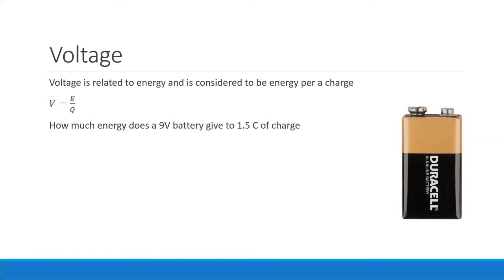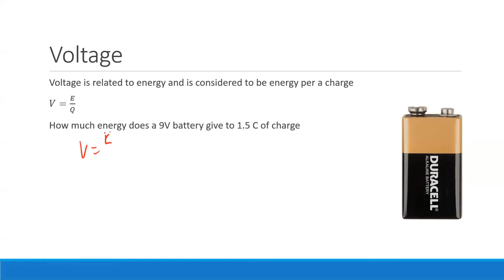Okay. Voltage is related to energy. I've just talked about how voltage is related to energy. But what does it actually mean to say something has a certain voltage? Voltage is related to energy in that it is considered to be the energy per charge. So we've got a formula here. How much energy does a 9-volt battery give to 1.5 coulombs of charge? We can calculate that.